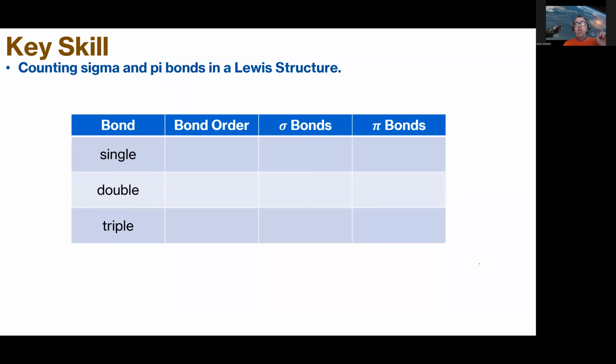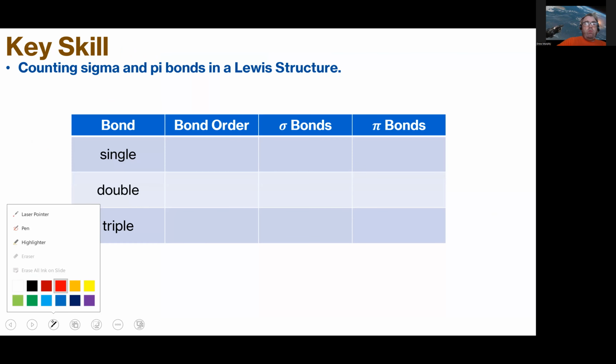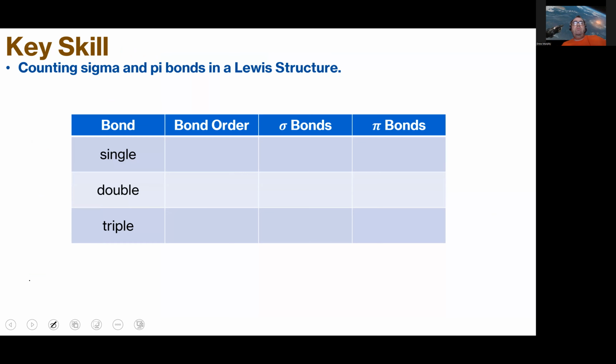When we're thinking about bonds, we're going to have to be able to know what we're talking about in terms of counting things. I call this a key skill. We're going to count sigma and pi bonds in a Lewis structure. And this is how we're going to figure it out. If you're looking at a Lewis structure, you can see if something's a single bond, a double bond, or a triple bond. And from there, we can know how many sigma bonds and pi bonds are there.